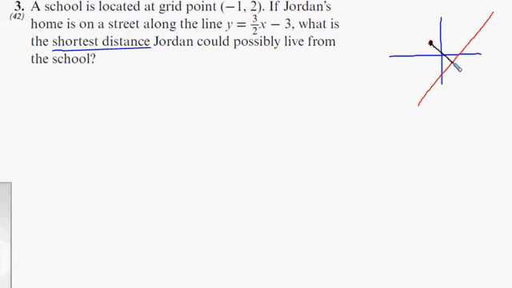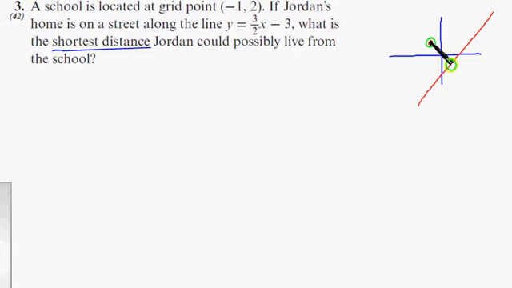So what you're trying to find here, people, is this perpendicular line, and then we're looking for the place where these lines intersect so that we can use the distance formula to find the distance between this point and this point. So the very first step is to write the equation of this perpendicular line.